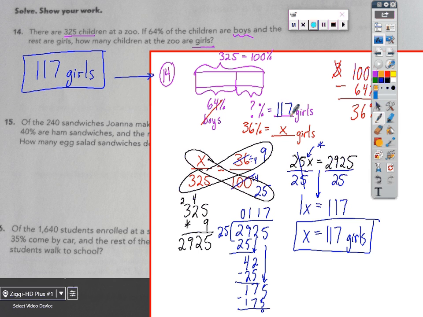If I plug this 117 in here, I'm thinking 325 was the total number of kids or children. Half of that, well, half of 300 is 150. Half of 25 is 12.5. So 160 something. Am I a little under halfway? I am. I'm thinking that this looks pretty reasonable. So 36%, being the girls, should be a little less than half, and it looks like it is. I think this is a reasonable answer.